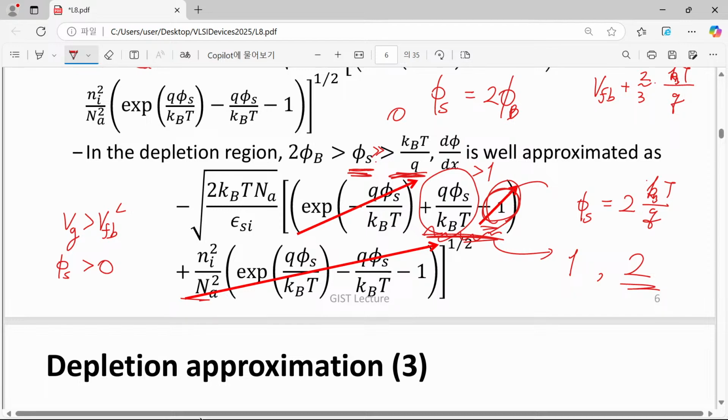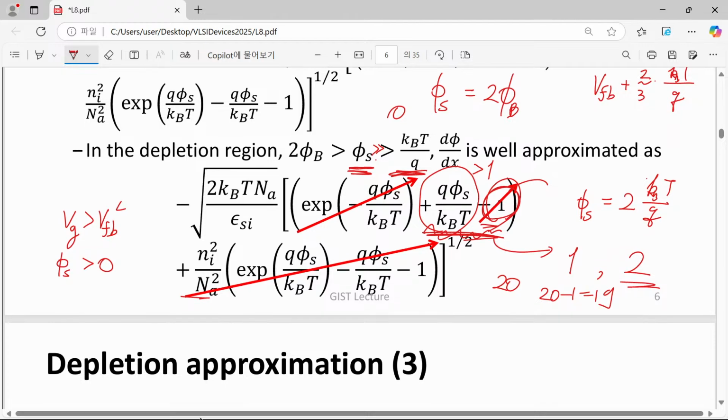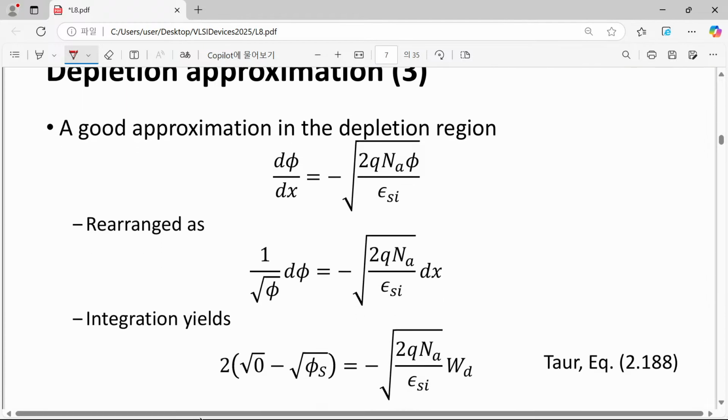For example, 40. 40 is too high. 20, and 20 minus 1 is 19. So they are just treated as comparable numbers. So maybe if you don't like it, then please keep it. But then maybe your equation becomes more complicated. So this is the approximation.